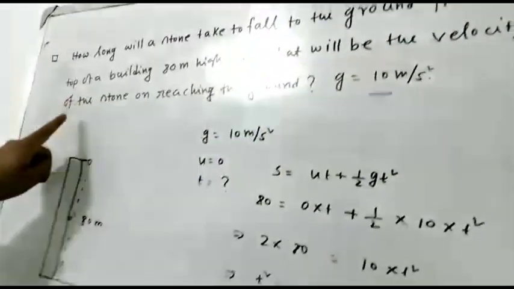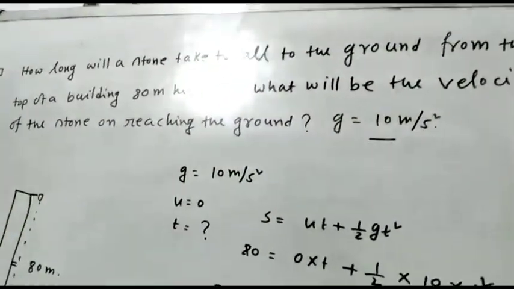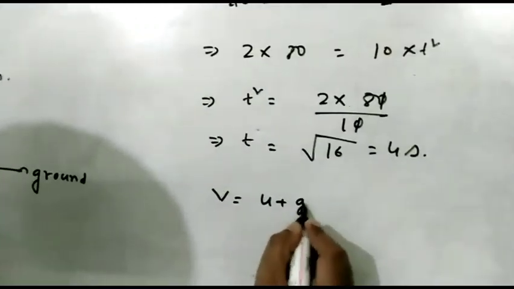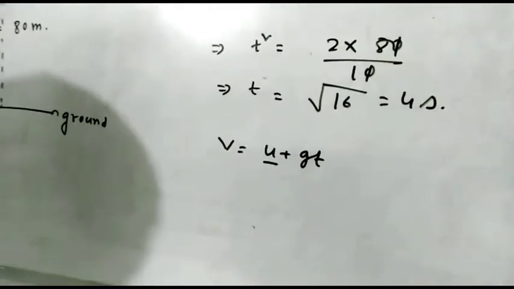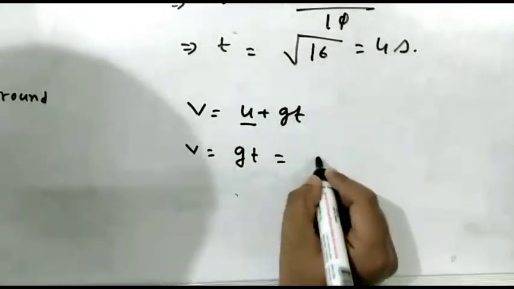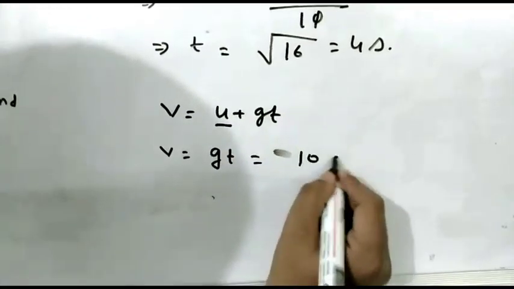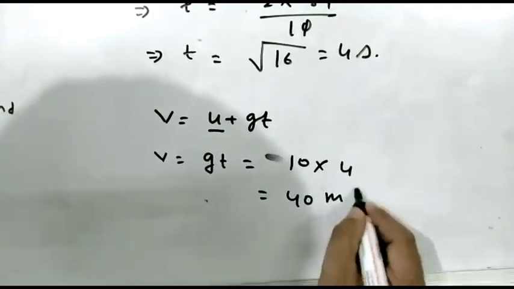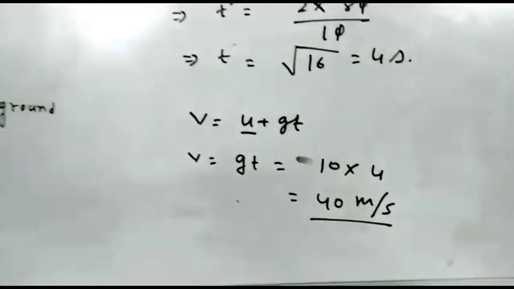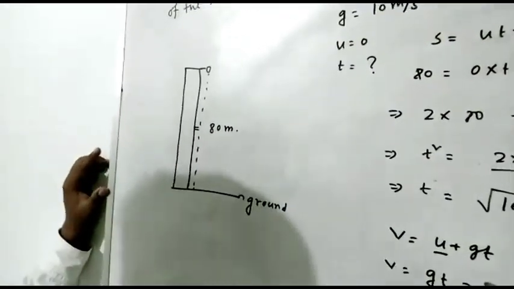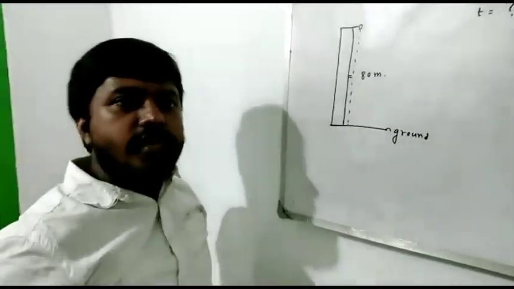Now the second question is with what velocity the stone reaches the ground. So you can use once again the formula v equal to u plus gt, and in this case u should be 0. So v equals g into t, g equal to 10, and students, time is given as 4. So finally 40 meter per second is the velocity, and with this velocity the body touches the ground. Is it clear, students? Now I can move to the third numerical.